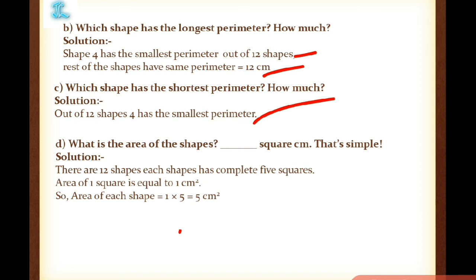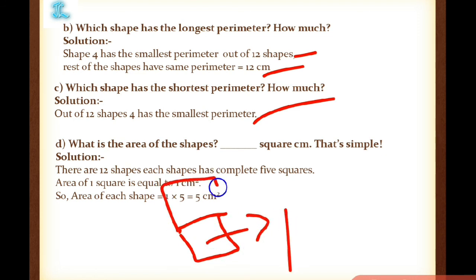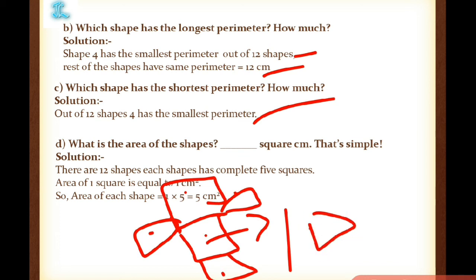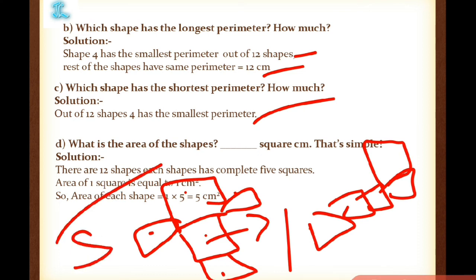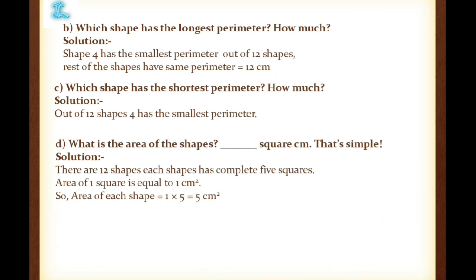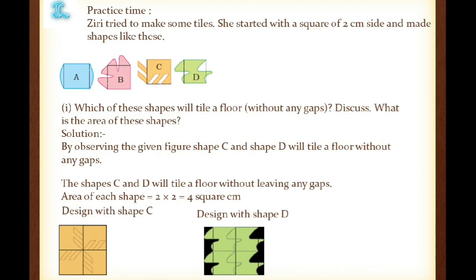So the area will be 5. Yes or no? Because it's complete squares we have taken. Complete square is 1 centimeter. See, every box, however you draw, if I draw like this also, 1, 2, 3, 4, 5. Now if I draw like this, 1, 2, 3, 4, 5, the area will be 5. So all the shapes area is same, that is 5 square centimeter. Okay. Now next one. Practice time.